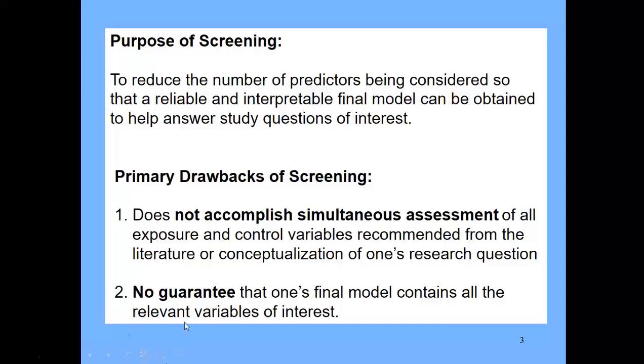And the other thing is there's no guarantee that one's final model contains all the relevant variables of interest. When you do this screening, there's no guarantee that what you've done is the right thing. You're just making some decisions about what variables to drop based on some reasonable decisions. So there are some problems with screening, but it's something that you often have to do if you have too many variables.